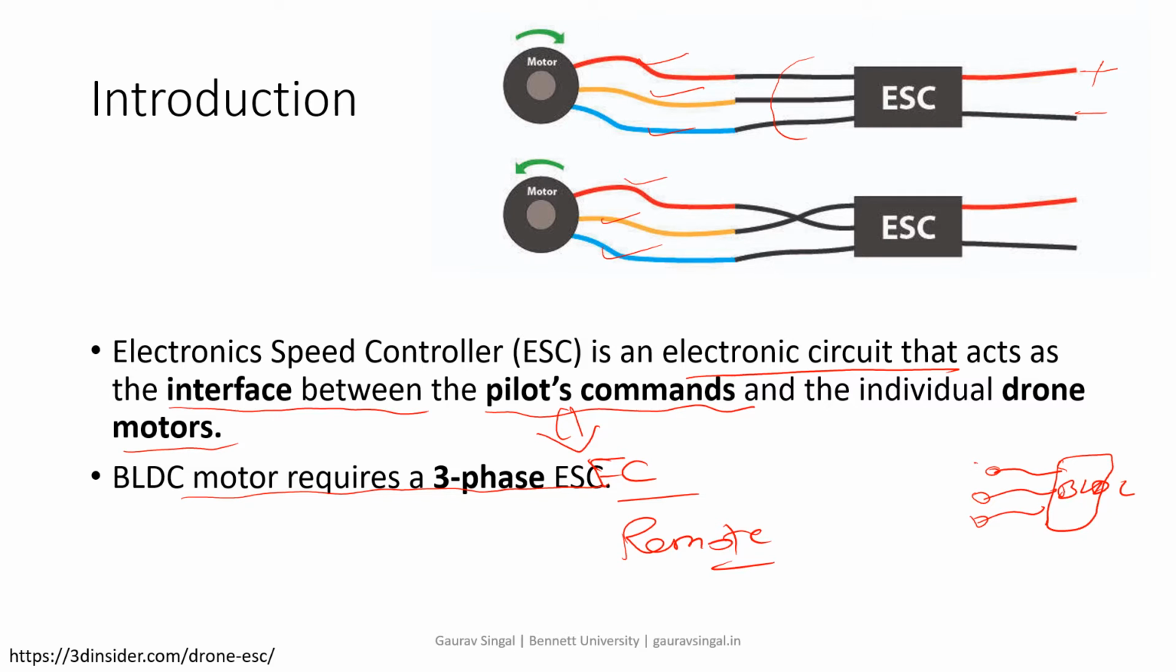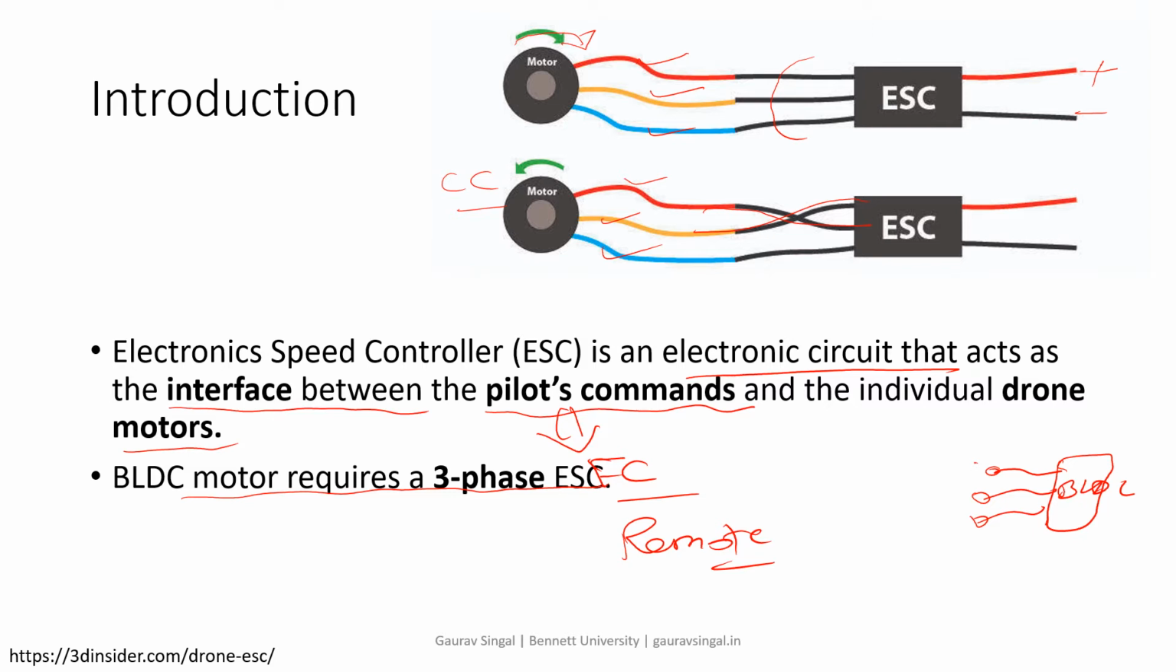So basically there is no positive or negative in a three-phase ESC. If you connect it one way, it will move in the clockwise direction. If you change the connection, it will turn counterclockwise. So simple, you can connect the wires and it will give you one-side motion. If you connect in the opposite direction, or cross connection, it will give you a counterclockwise movement of the motors.